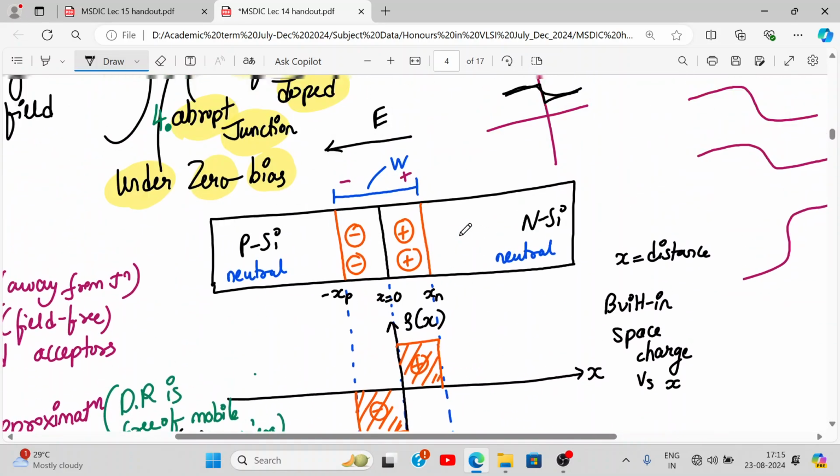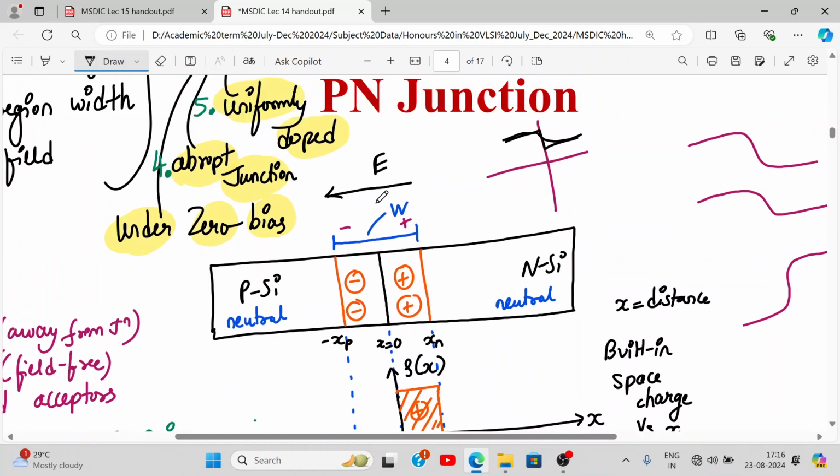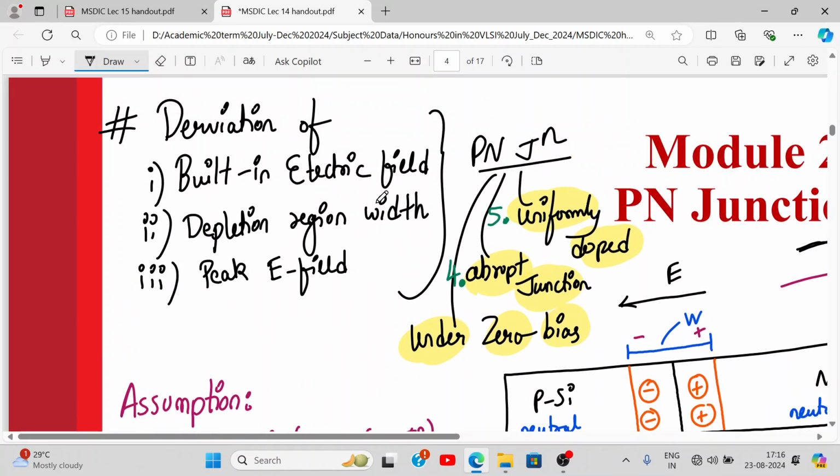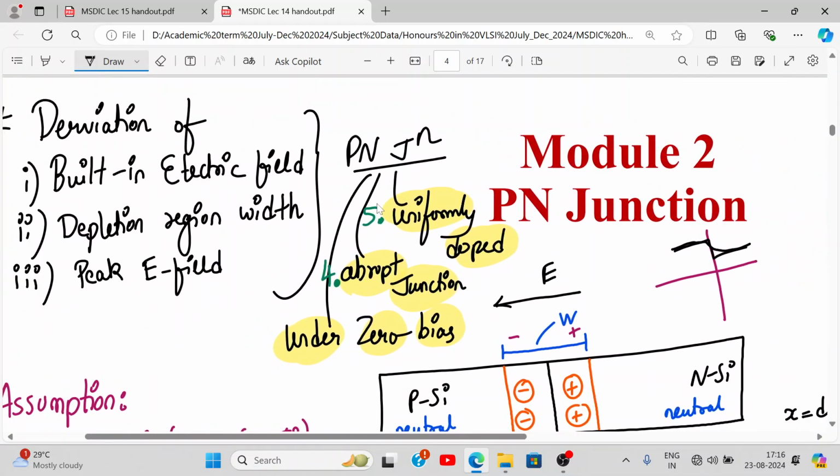And also we will derive the expression for W, which is depletion region width and space charge width. All right. So first of all, we have to define the following assumptions: that the PN junction is uniformly doped, it's an abrupt junction, and under zero bias. We will derive the built-in electric field, depletion region width, and peak electric field expressions.